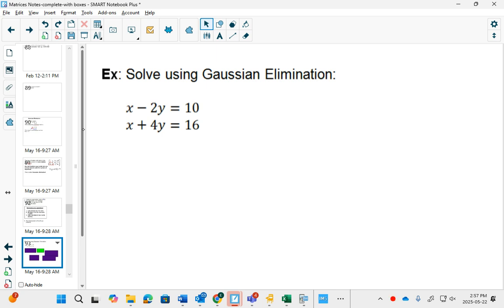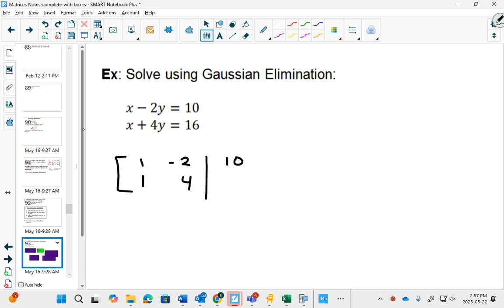So what we're going to do is we're going to set up our augmented matrix. Coefficients are 1, negative 2, and our answer is 10. Second one, 1 and 4, and our answer is 16.